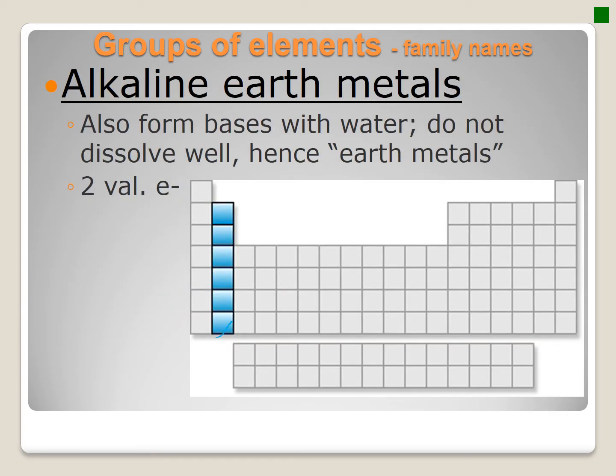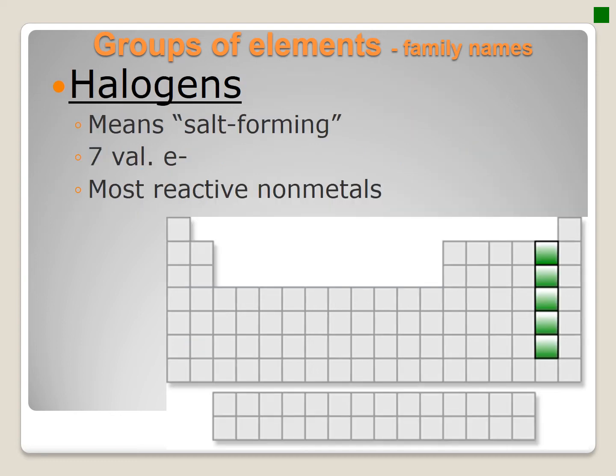Then we've got the alkaline earth metals. Alkaline earth metals also form bases. That's where you get that alkali again, but it's not as strong, so that's where they add on this earth metals to differentiate. And they have 2 valence electrons.